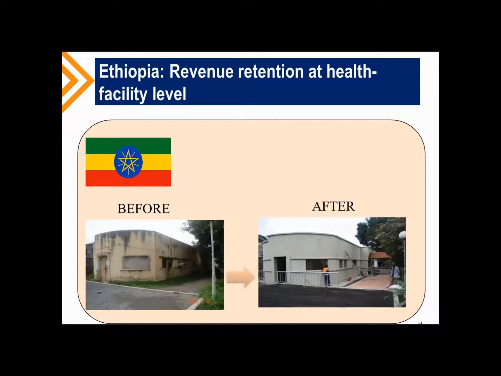I just wanted to show a quick before and after picture. This is part of the Shaftu Hospital. I'm not remembering if it's the pharmacy or the lab, but you can see that before revenue retention and after, there was a drastic change in the infrastructure of the facility.